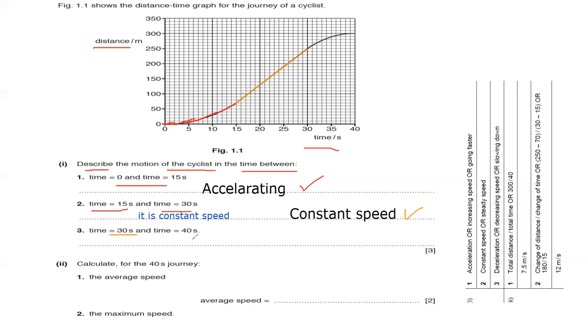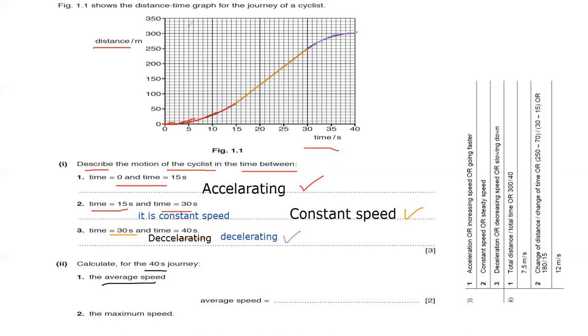And from 30 seconds to 40 seconds, what is happening? The slope is decreasing for a distance time graph. So it is decelerating or it is slowing down. The next part, yeah, that's right. The next part, calculate for 40 seconds average speed.